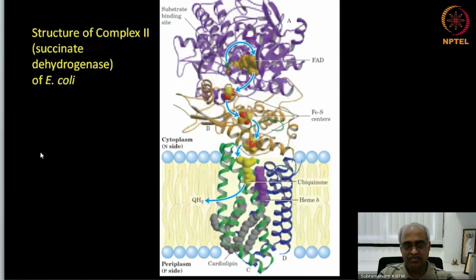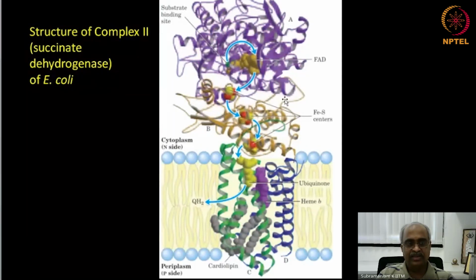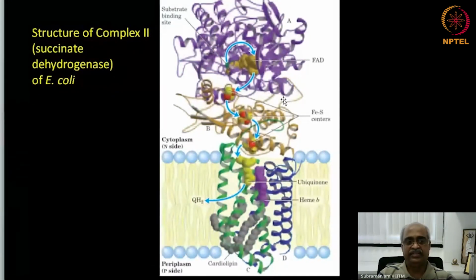That membrane is the inner membrane, shown here as this lipid bilayer. This is the cytoplasmic side. When you look at E. coli, E. coli does not have internal organelles, and it doesn't have mitochondria. So its cytoplasm behaves like the matrix of the mitochondria in eukaryotic cells. That is why it is written cytoplasm. This is not a typographical error. This cytoplasm of E. coli behaves like our mitochondrial matrix.